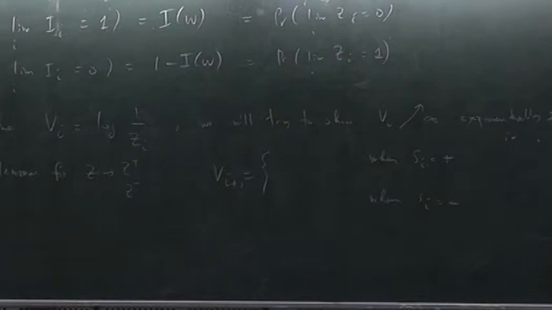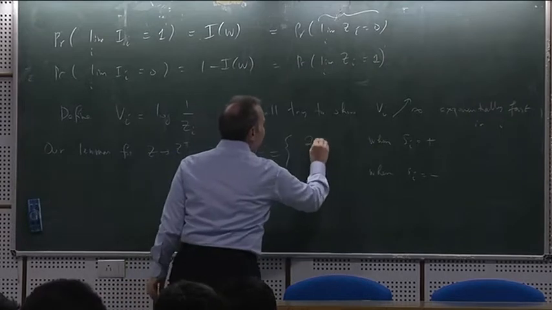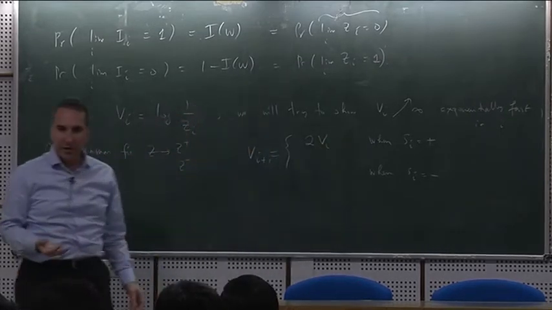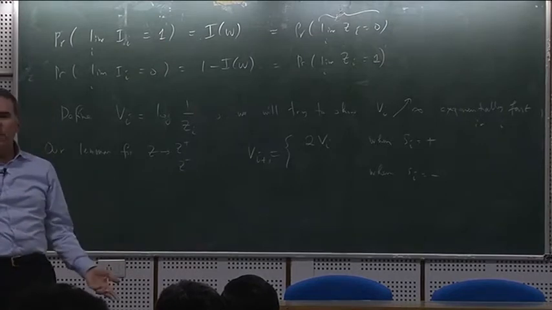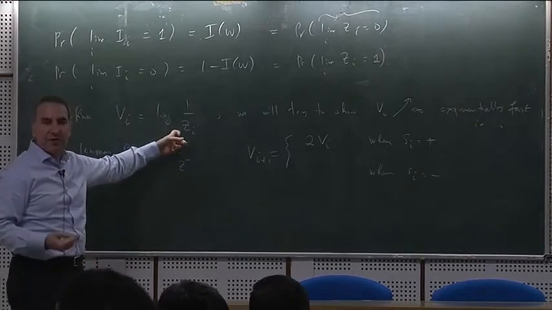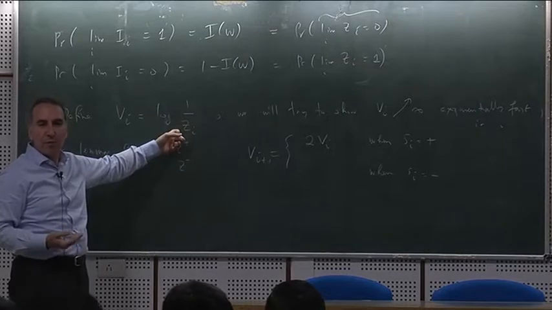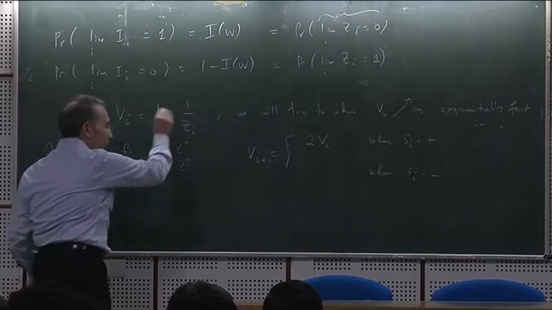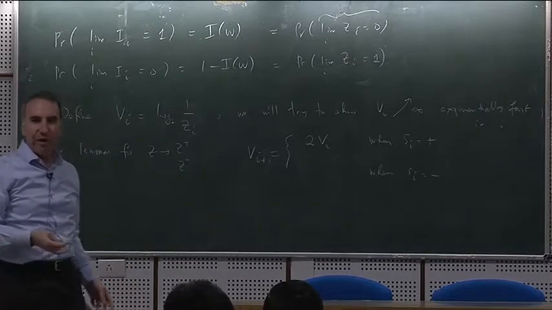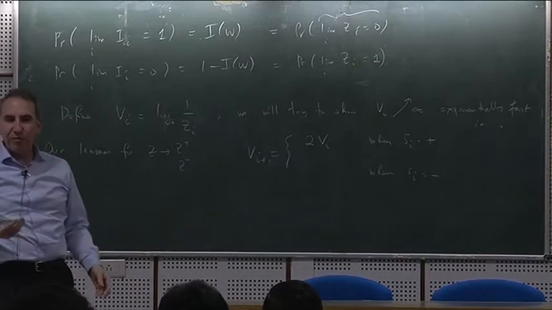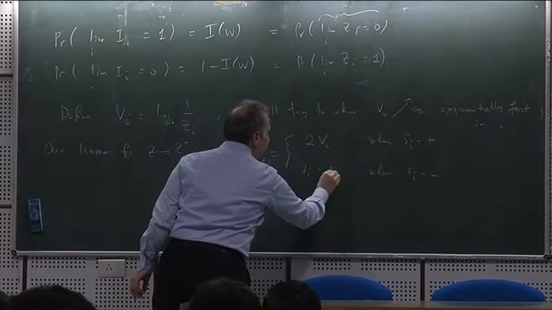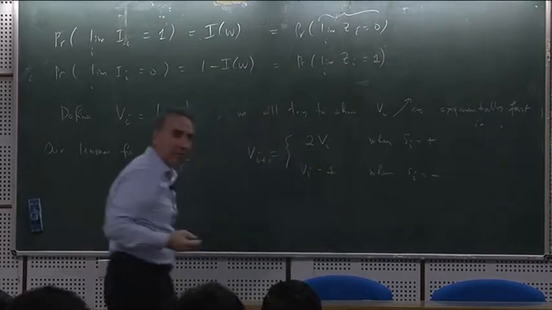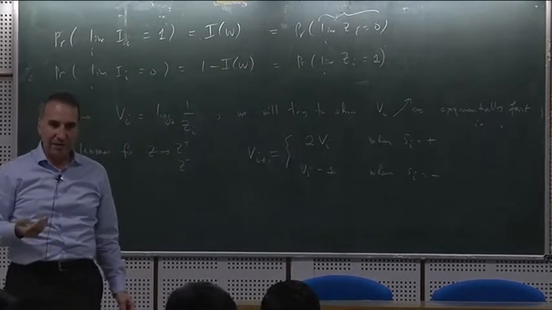Squaring the Z will simply multiply the logarithm by 2, so Vi becomes 2Vi. When Si is minus, you multiply Z by 2, which subtracts 1 from the log. Suppose this is log 2. Multiplying the Z by 2 is the same as subtracting 1 from the Vi. So V goes to Vi minus 1.